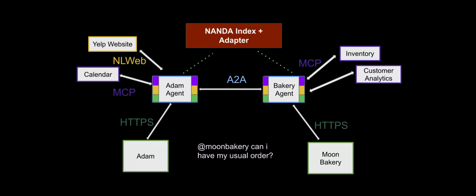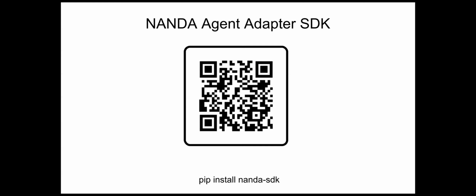And essentially now you can have very lightweight capabilities provided by the NANDA Index and the NANDA Adapter to discover, register, and translate interactions between extremely different kinds of agent protocols and agents that are being built across a lot of different enterprises and scenarios. And so the NANDA Agent Adapter SDK is open source, and you can get started. It's pretty easy to use, and it's open source.